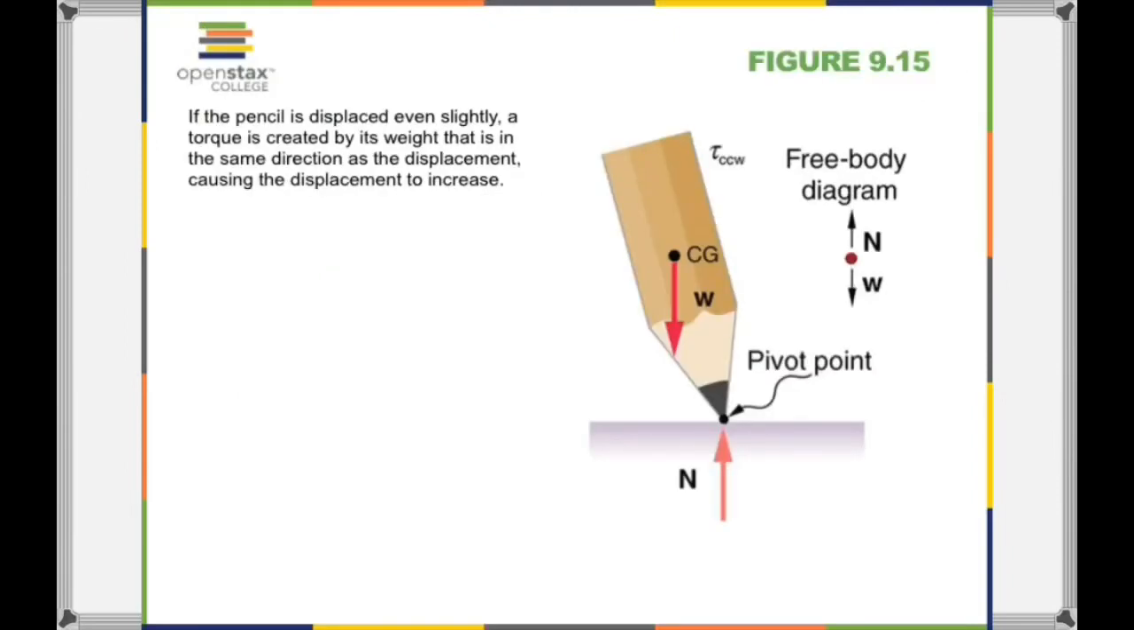This is a case of stable equilibrium. In contrast, if we place the pencil on its point this way, it's never going to stay there. And the reason is, once again, its weight acting through the center of gravity produces a counterclockwise torque which tends to make it fall. That is, the displacement increases and it falls. So this is a case of unstable equilibrium.